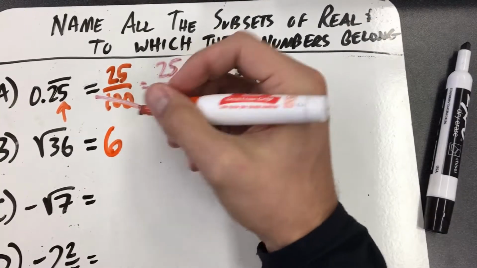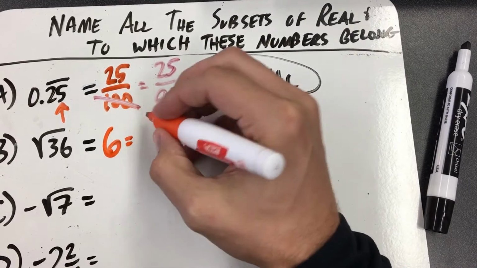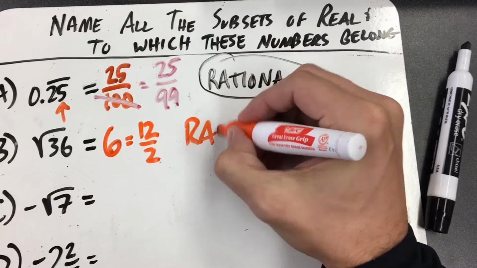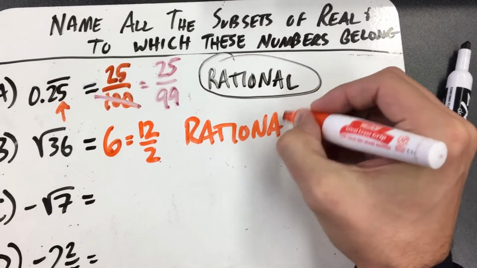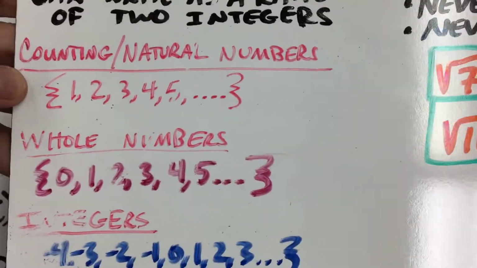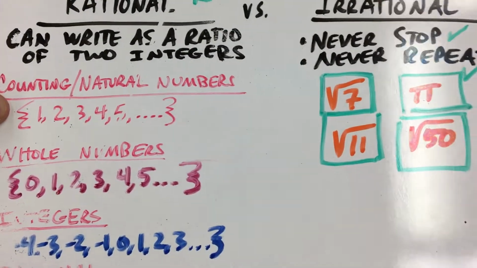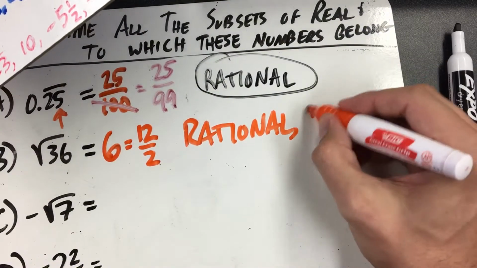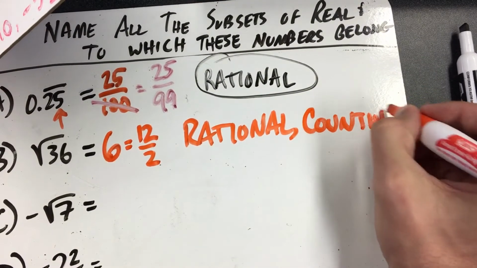So the number 6 could be written as a ratio if I wanted to, right? I could call it 12 over 2. So this is definitely rational. But then it's also going to belong to some other of these smaller groups, right? Is the number 6 a counting number? Yeah, look, we could count. If we started at 1 and got bigger, we would eventually get to 10, or get to 6. So it is a counting number or a natural number.